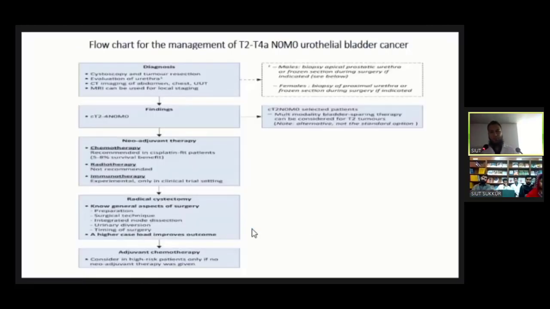So this is the chart showing the management we discussed before. Follow the patient with cystoscopy and evaluation, CT of the chest and pelvis, and then MRI for staging. If the finding is T4 to T4b, then go for radical cystectomy, either male or female, with neoadjuvant chemotherapy, which has a 5 to 8 percent benefit with the combination of cisplatin. Before radical cystectomy, as we discussed, we prepare our patient, and surgical technique and all pros and cons are discussed with the patient.